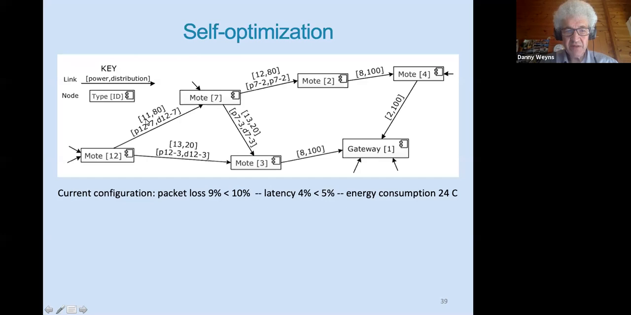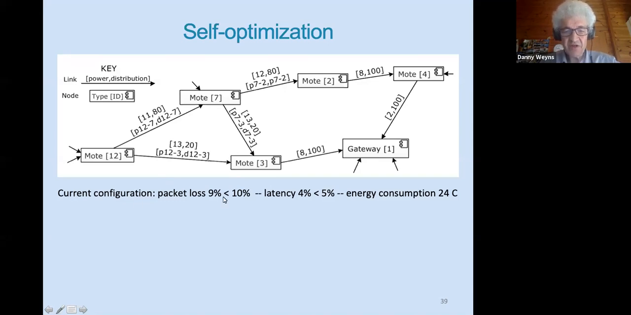And these 11, that is the power of the mode used to transmit messages to 7. And 80 is what we call the distribution, the percentage of messages that mode 12 sends directly to the gateway to mode 7. You see the complement, the other 20 percent, is sent by 12 to mode 3. For that, mode 12 uses a power setting of 30.